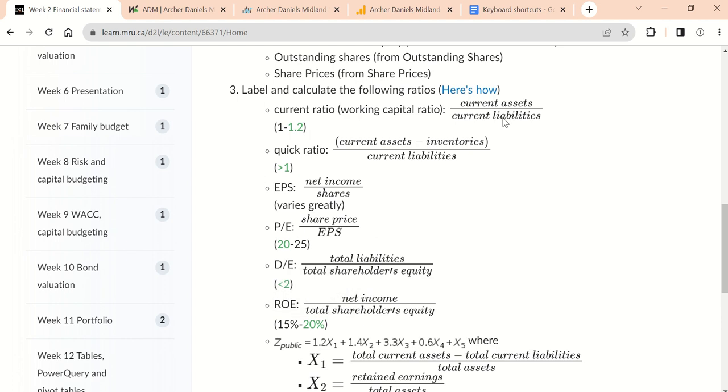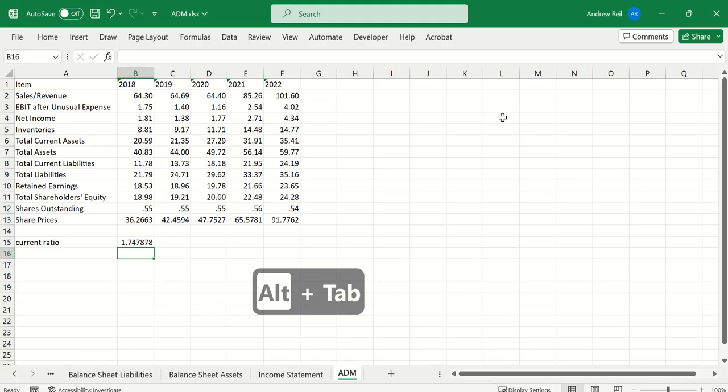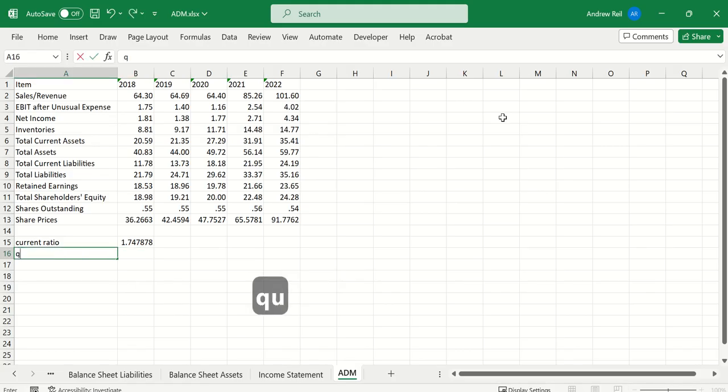So good me. Right, the next one, quick ratio, takes the inventories out of the current assets before it divides it by the current liabilities. This is sometimes called the asset test. And it's better to be 1 or bigger than 1. So my quick ratio. And then I'm going to put the numerator in brackets. So it's the current assets minus the inventories, close brackets, divided by the current liabilities. And I am 1, so good.